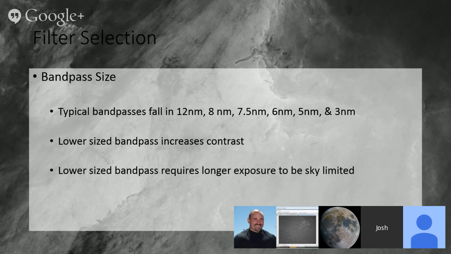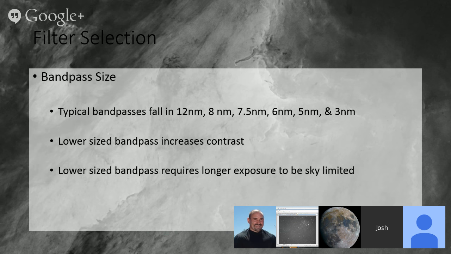So typically a lower size band pass will increase your contrast because it's actually blocking out a lot of the sky glow. It's going to block out a lot of light pollution and even light from the moon. So what it does is it actually just lets through the signal from the target that you're shooting and not much else, especially as you get to smaller and smaller bandpass.